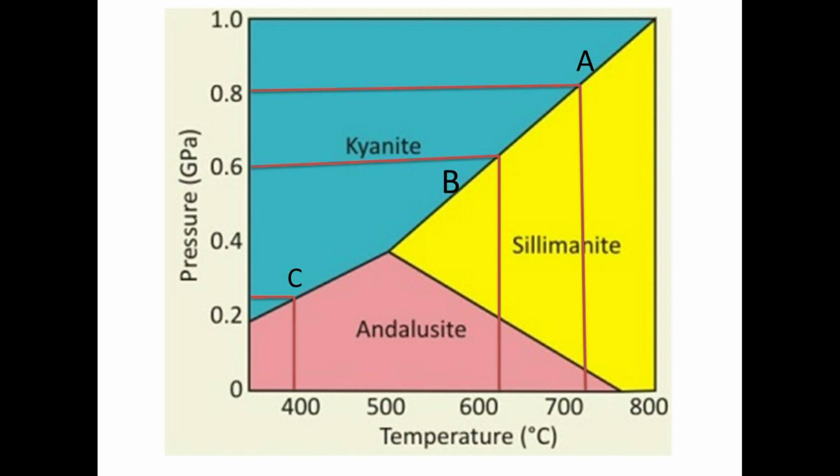Now consider this diagram. If we want to calculate the degree of freedom on the line joining kyanite and sillimanite, see, for point A we have 0.8 gigapascal pressure and 700 degrees Celsius.